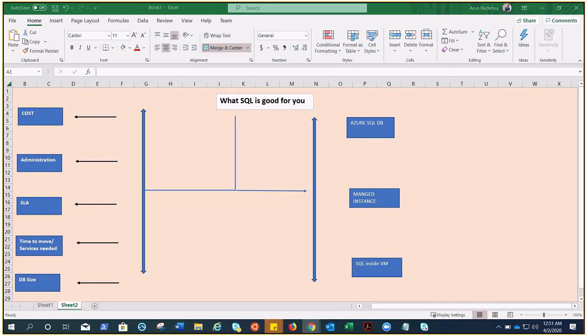I think I have covered most of the things, and these things will decide what database you need to choose, and help you understand how these databases are different from each other. And of course, application compatibility is always there. So I think that's all.